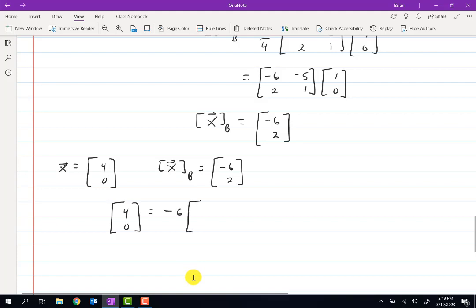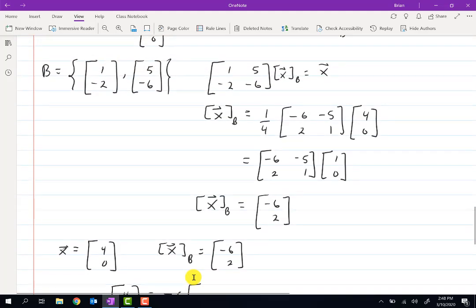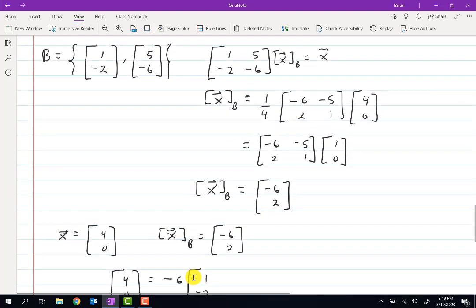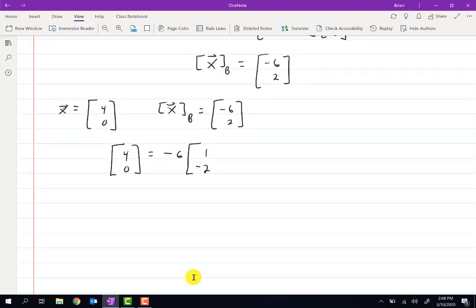The first vector was 1, negative 2. And the second vector in our basis was 5, negative 6. Let me just make sure this all works out. I'll do the second component because it's a 0. 12 minus 12 is 0. Negative 6 plus 10 gives us our positive 4 like we have here.